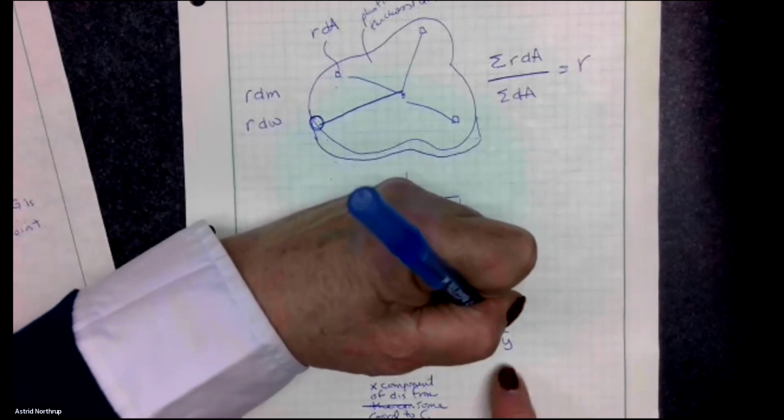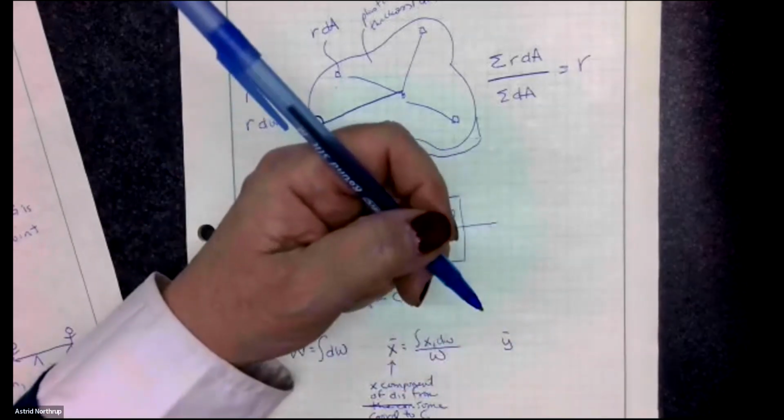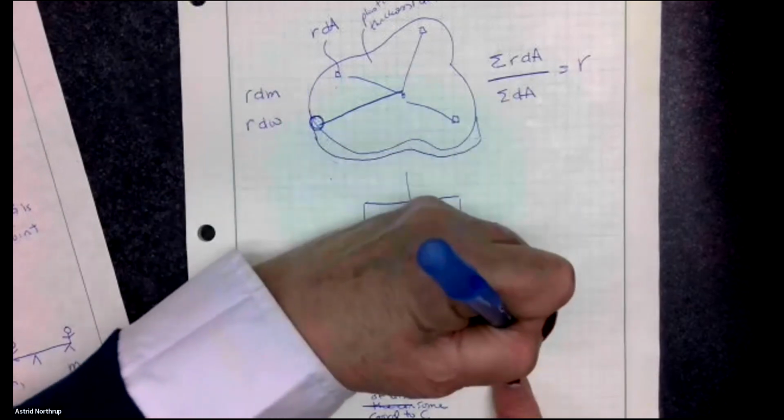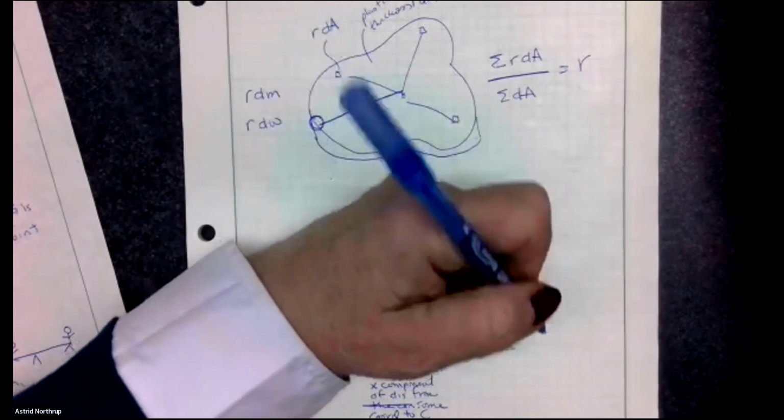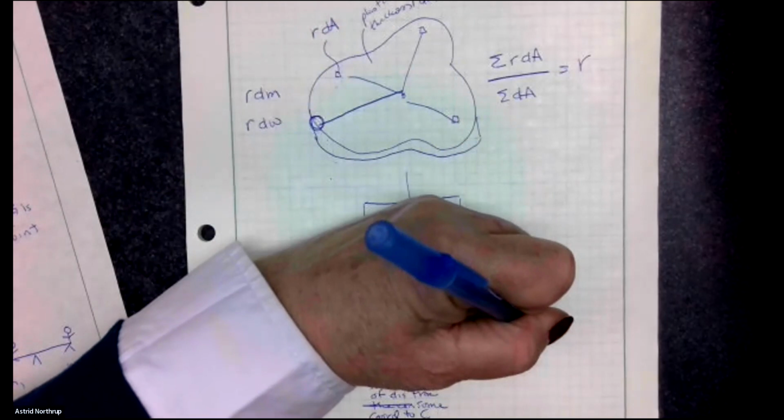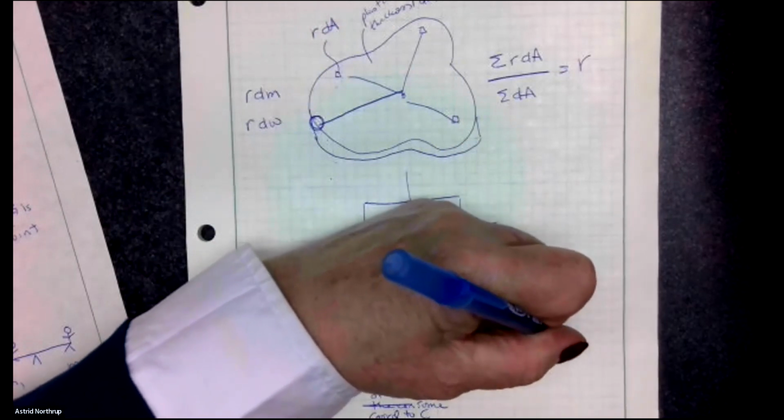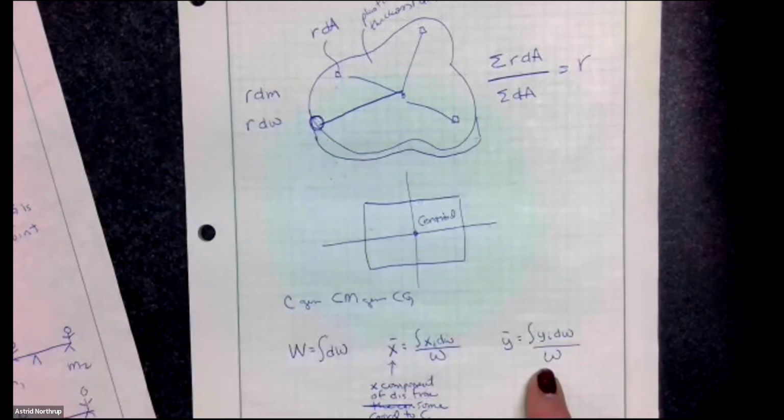And similarly, the y bar, or the y component of the distance from some coordinate to the center of gravity or the centroid, is going to be the integral of yi dw over w.